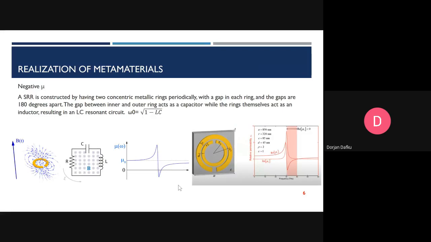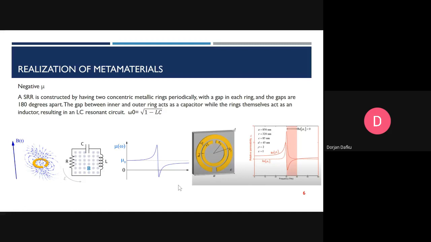For negative permeability, we use split ring resonators, a unit cell of which is made of two metal rings, which are concentric, which means they share the same center. Their parameters are shown in the graph. As we can see, they are very small, about 850 nanometers. But how does it function?